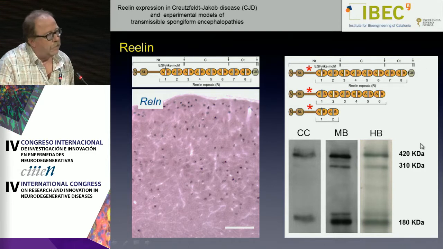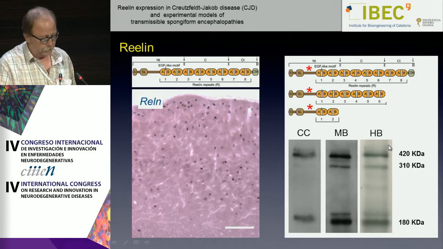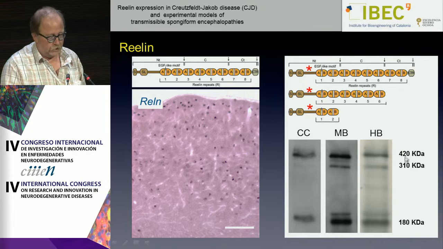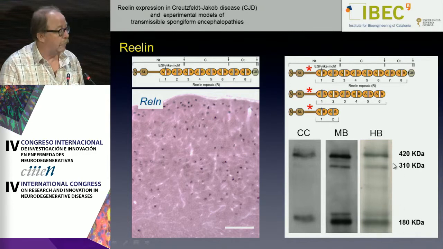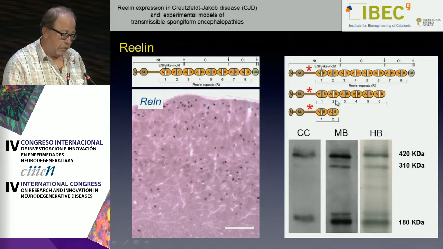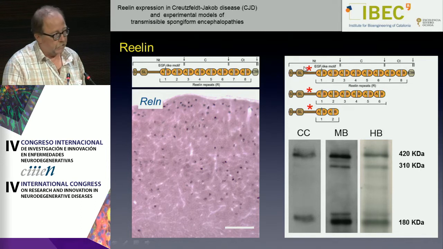In this presentation, in most of the slides, you will see three bands: 420, 310, and 180, in cell extracts and in mouse brain and human brain samples, because we use an antibody that recognizes the N-terminal domain, which is located here by the asterisk. It is the 142 antibody.